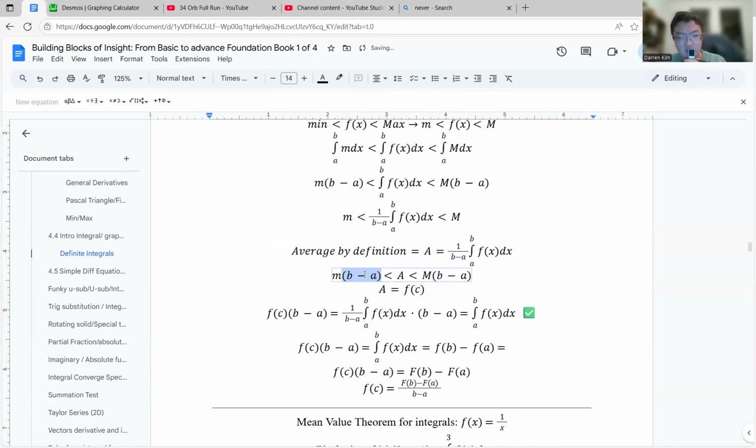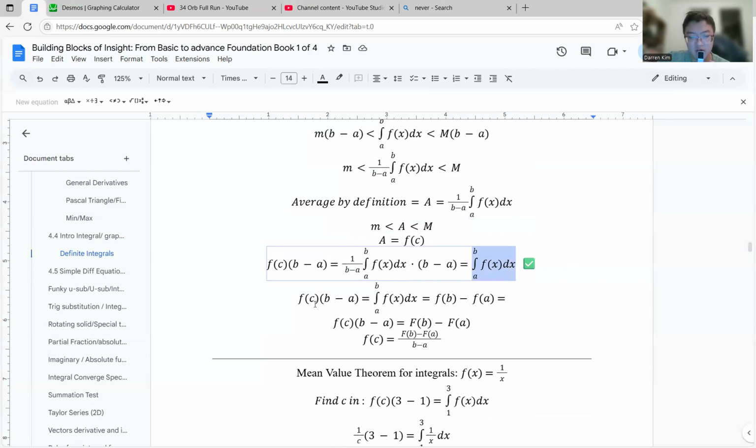What the hell did I do wrong? No, no, you're right. Yeah, I'm right. So I messed up. Over here, if you multiply by b minus a, if you get rid of the average part, it means that you get this part back, which means that you get this. You check mark it, and then you realize afterwards that you could go further with it.